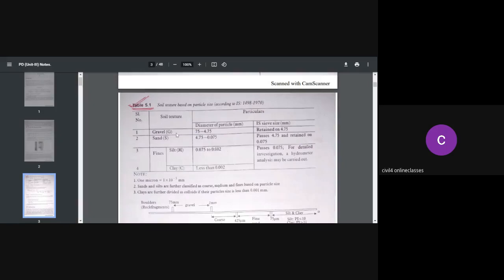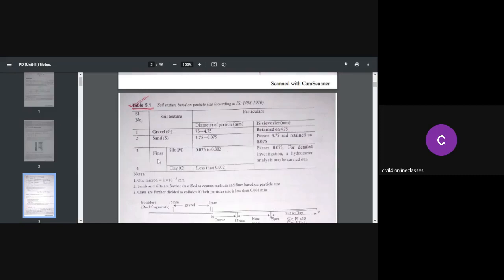classified like this. Gravel: the diameter of the particles ranges from 75 to 4.75 mm. Here, all the sizes are in mm. Gravel is the size retained on 4.75. What do you mean by retained on? Retained on means it will not pass through the 4.75 mm, and up to 75 mm, everything will come under gravel. Coming to the sand, which passes through 4.75 and is retained on 0.075, that means the diameter of particles will range between 4.75 mm and 0.075 mm.